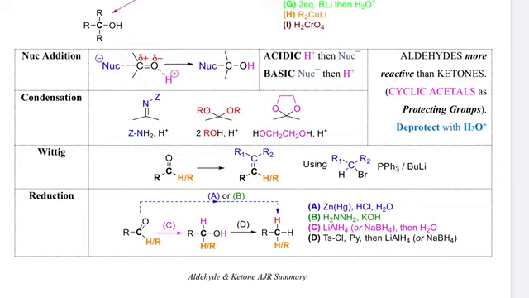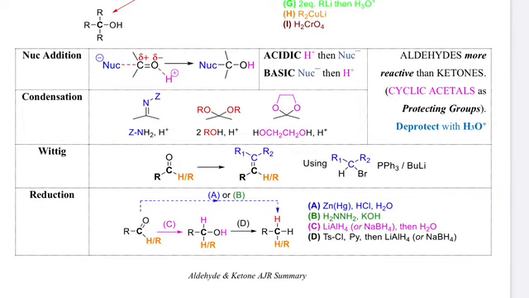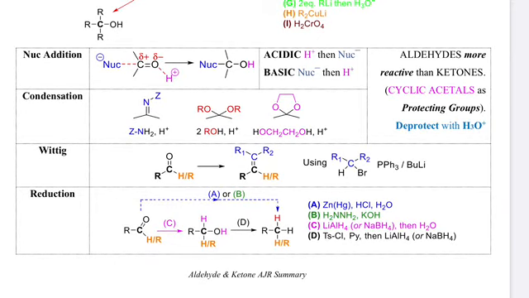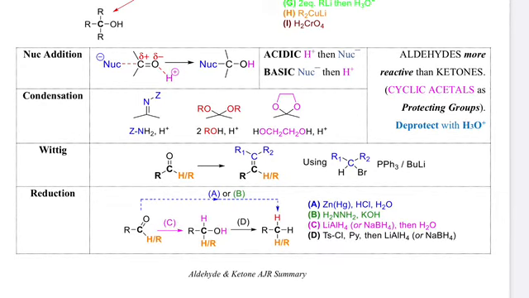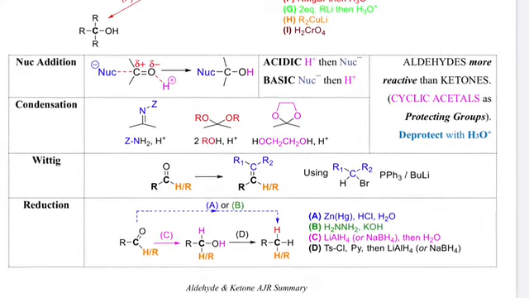So aldehydes and ketones, lots of reactions, but when we take an overview of how these reactions are different, aldehydes and ketones both do nucleophilic addition, both do condensation, but aldehydes do them more quickly than ketones. That gives us a relative reactivity issue that we can handle if necessary using our protecting groups. The protecting group of choice is the cyclic acetal.